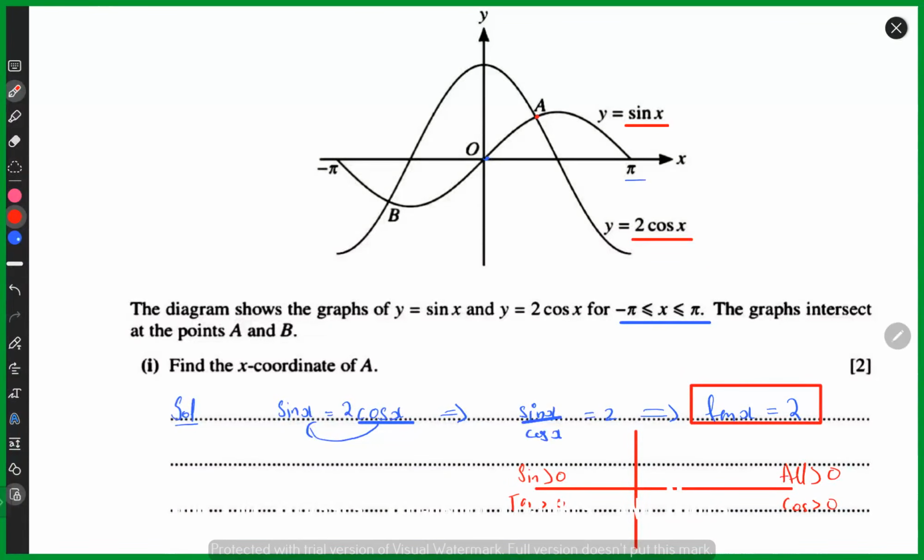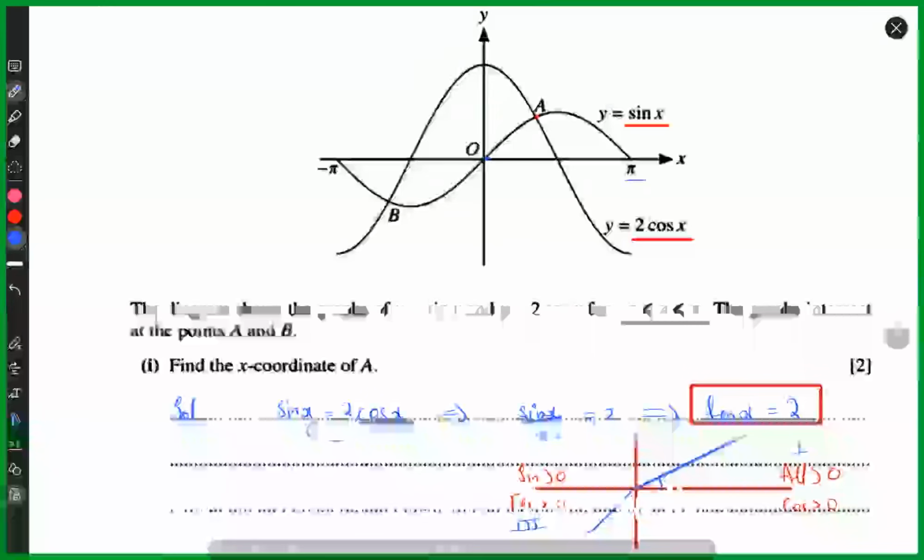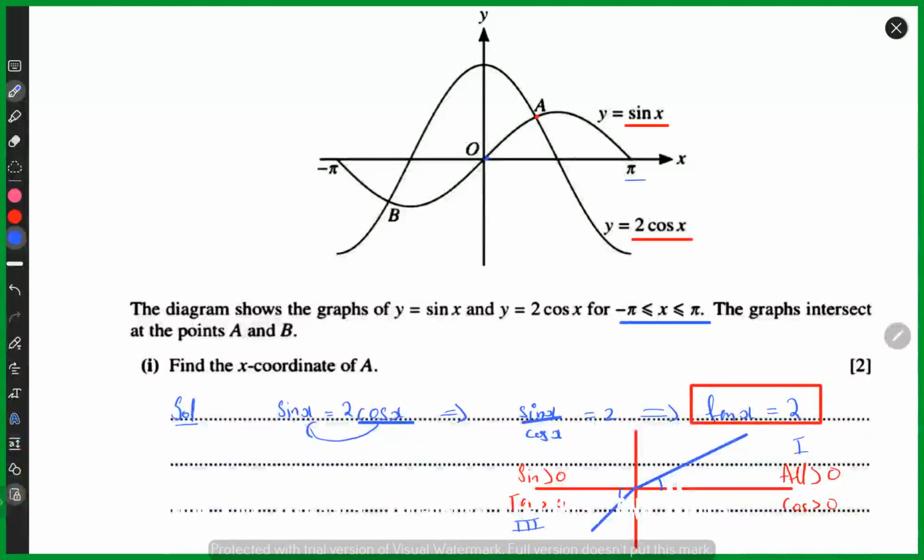And Mutasam, can you tell me why? Yes, Mutasam? Miss, because it's only positive at these quadrants. Very good. Excellent. Yes, that is 100% correct. Tan is positive too. So tan is positive. This can only happen when we have the first quadrant and the third quadrant. The next thing is we need to find the basic angle.